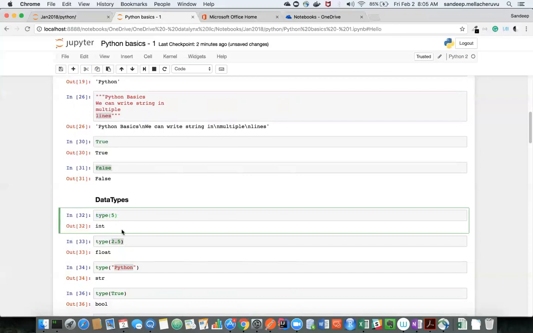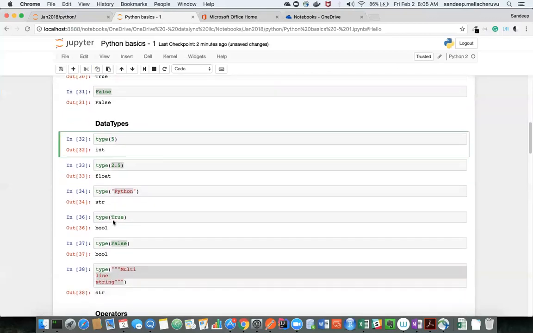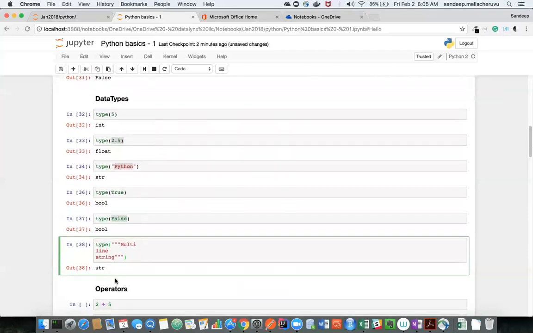We'll go into functions later, but calling a function is simple. It is as simple as naming the function and giving the parentheses. Inside that parentheses, you give some arguments, and that function will get executed. In this case, we are using the type function, which is a default function built into Python.